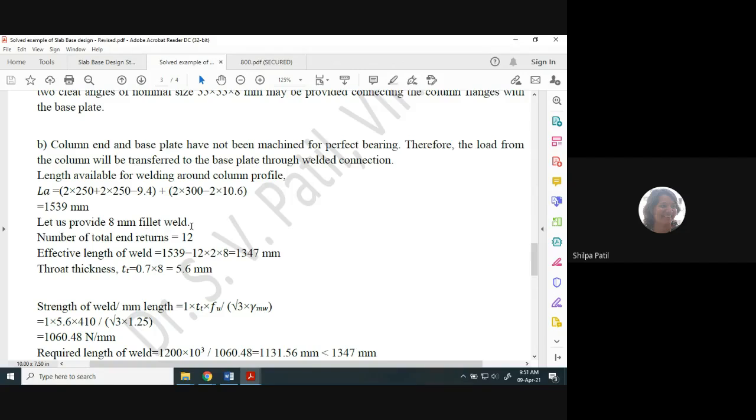Now let us provide 8 mm fillet weld. The same steps whatever we decided for selecting the minimum size of the weld and maximum size of the weld are done here. It is considered over here that the size of the weld is 8 mm.